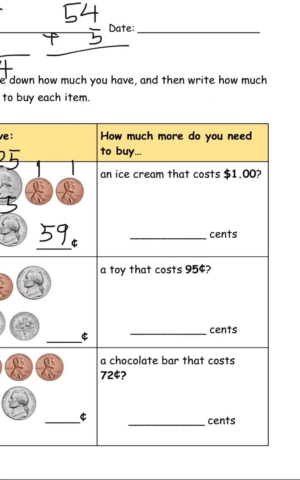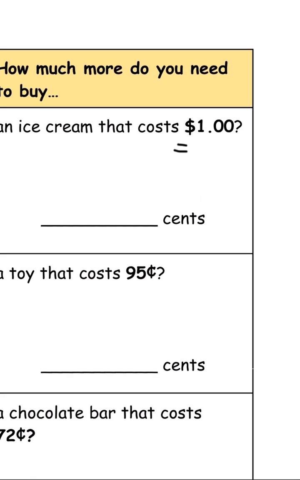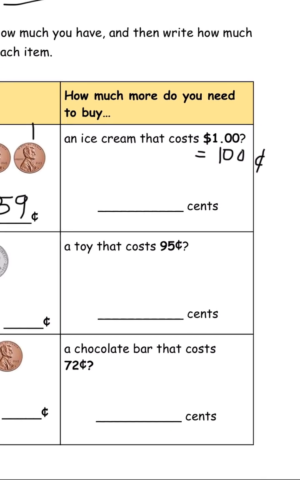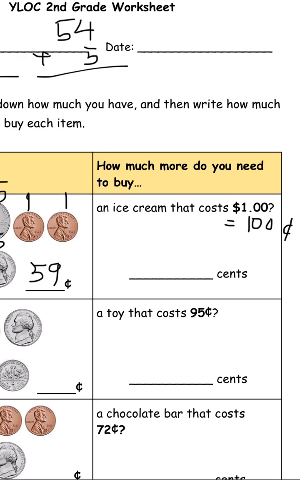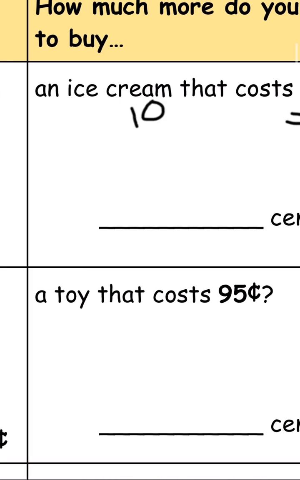Now, how much more do you need to buy an ice cream that costs $1? So $1 is the same thing as 100 cents. Okay, and right now we have 59 cents. So what we have to do is 100 minus 59. So we're going to put 100 minus 59. Again, we start with the ones place. And we can't do 0 minus 9, right? So we're going to have to borrow from the tens place, but the tens place is also a 0. So we're going to borrow it from the hundreds place.